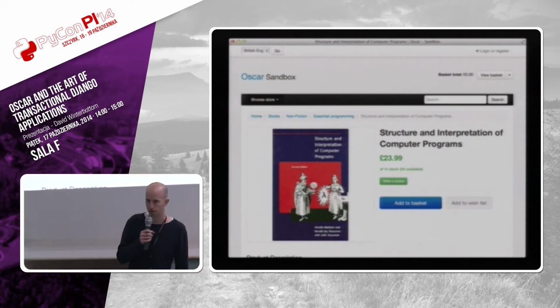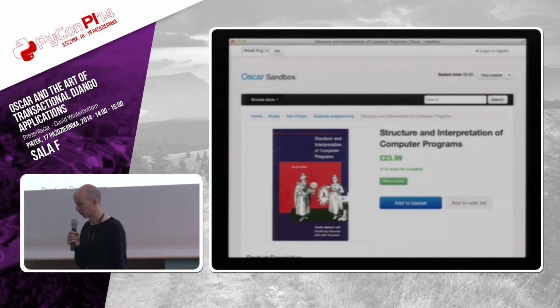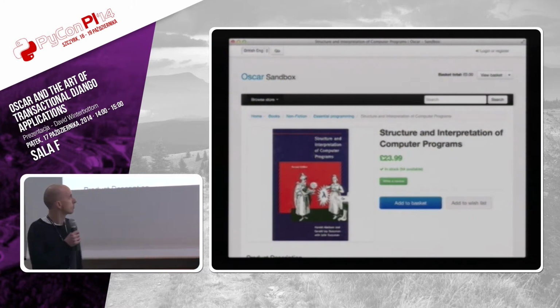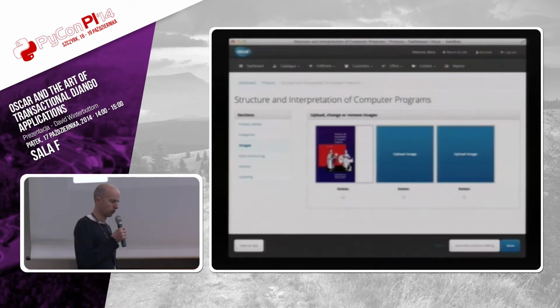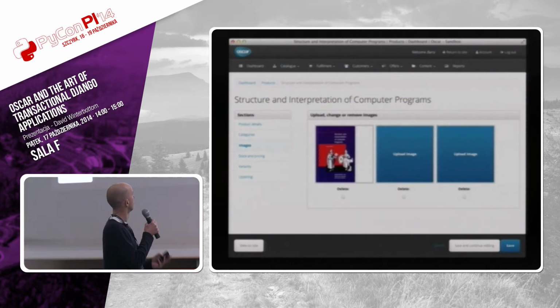They're based on Bootstrap 2.3, but there's a pull request to upgrade them to Bootstrap 3. They're responsive, kind of by default. This is just me shrinking my browser window. And Oscar ships with a dashboard as well, which is nice and extensible.